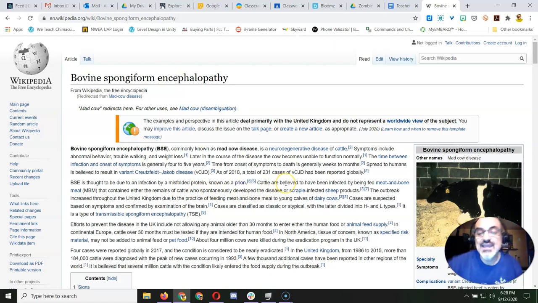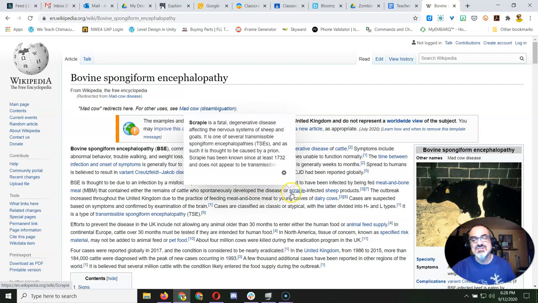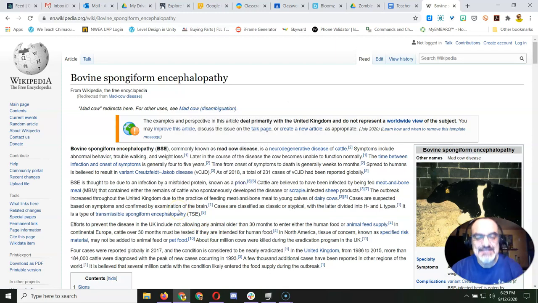known as a prion. And the cattle were infected by being fed meat and bone meal, that was bad. Cows should eat grain, not other stuff. And this bone meal contained the remains of cattle who, you know, feeding cattle, that's just gross, that spontaneously developed the disease. So it was an outbreak that started in the United Kingdom, that's England, of cattle, due to the practice of feeding meat and bone meal to young calves of dairy cows.